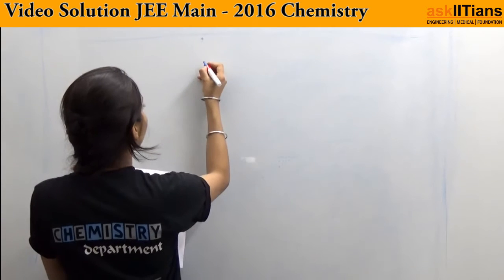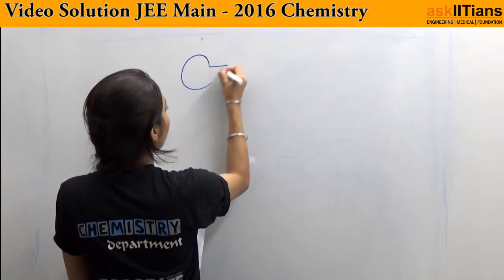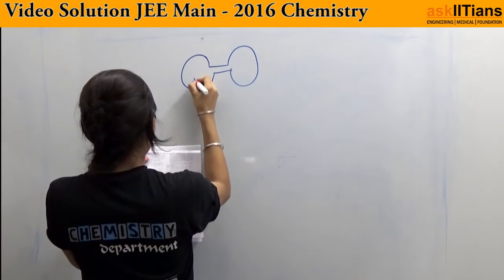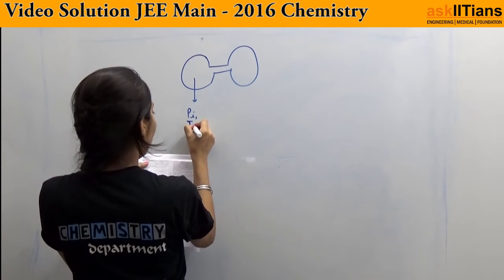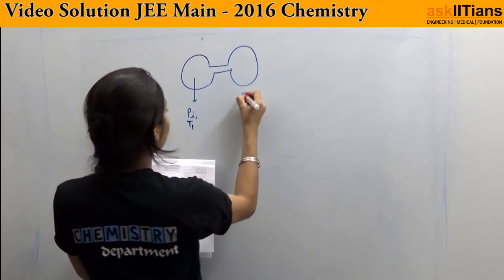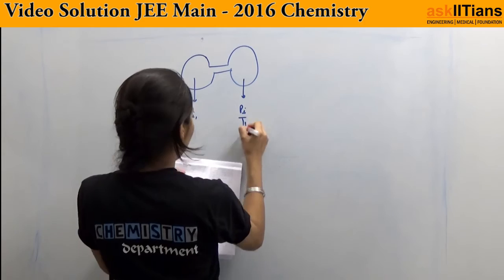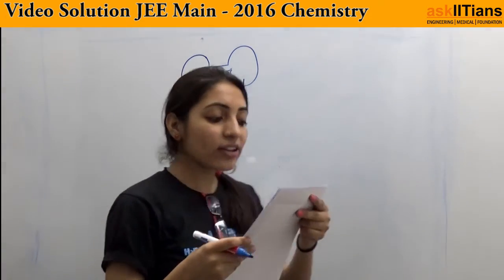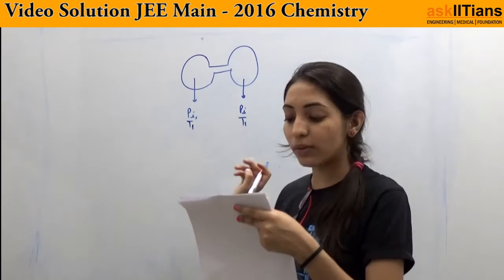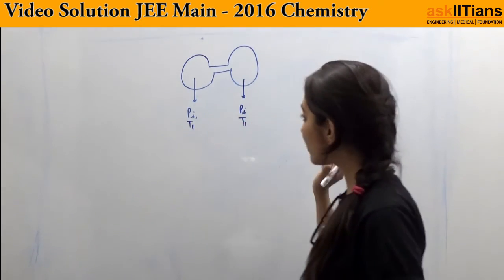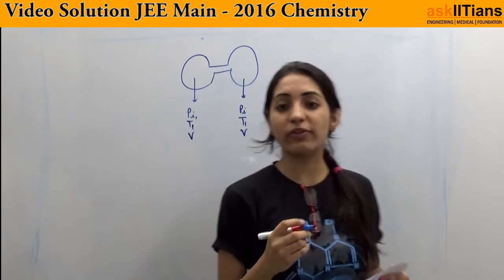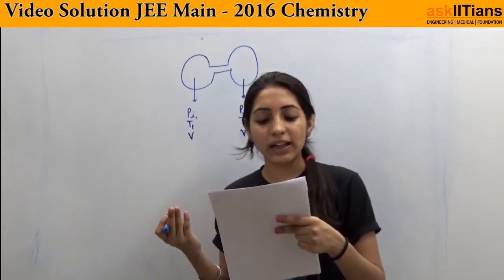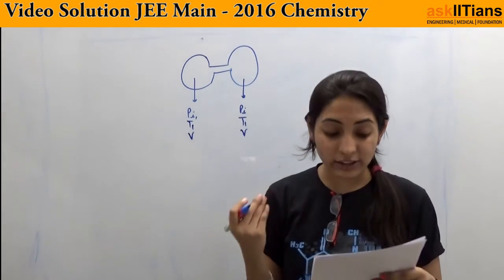So let us say there are two bulbs. Initially this has been given at a pressure Pi and the temperature is T1, and this is also at a pressure Pi and the temperature is T1, and they are connected through a narrow tube of negligible volume as shown in the figure. So we have drawn the figure. Let us now consider that the volume here is V and here also the volume of the container is V.